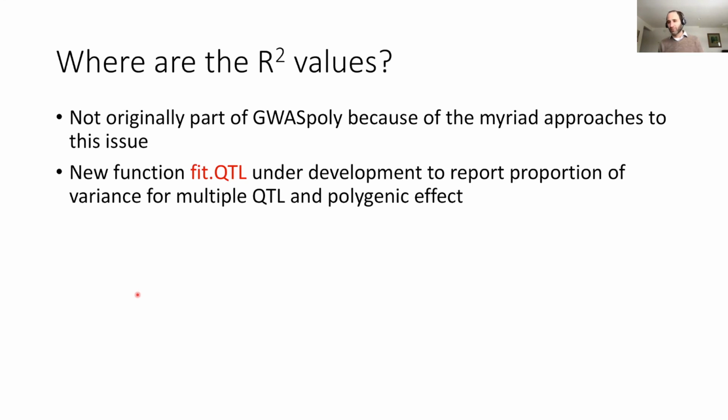But I've reconsidered lately, and I think we're going to try and build a function called fitQTL, which will attempt to do this. I haven't fully decided on what methodology to use yet, but hopefully in the next year, we'll try to provide some additional functionality to give it a list of significant markers, and it will at least report the proportion of variance for those different markers and the polygenic effect. So hopefully that will help people interpret some of these results.